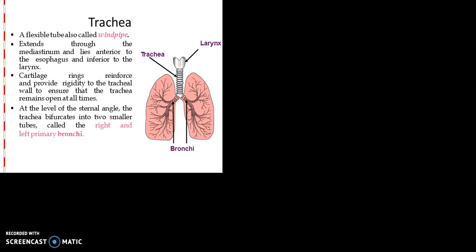Trachea. The flexible tube, also called the windpipe, extends through the mediastinum and lies anterior to the esophagus and inferior to the larynx. Cartilage rings reinforce and provide rigidity to the tracheal wall to ensure that the trachea remains open at all times. At the level of the sternal angle, the trachea bifurcates into two smaller tubes called the right and the left primary bronchi.